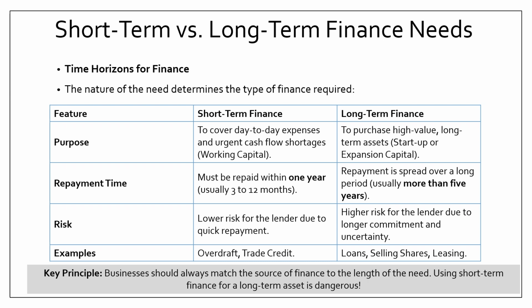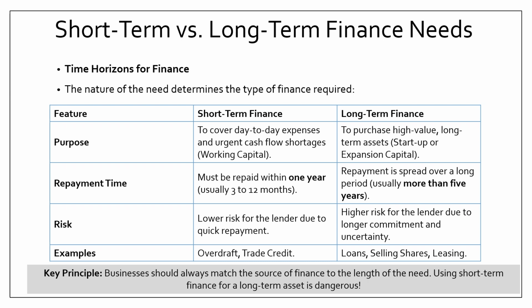Short term versus long term finance needs. The nature of the need determines the type of finance required. The features of the finance are number one, purpose. For short term finance, it is to cover the day to day expenses and urgent cash flow shortages like the working capital we just discussed. And for long term finance, it is to purchase high value and long term assets. Hence, it is like a startup or expansion capital which is needed.